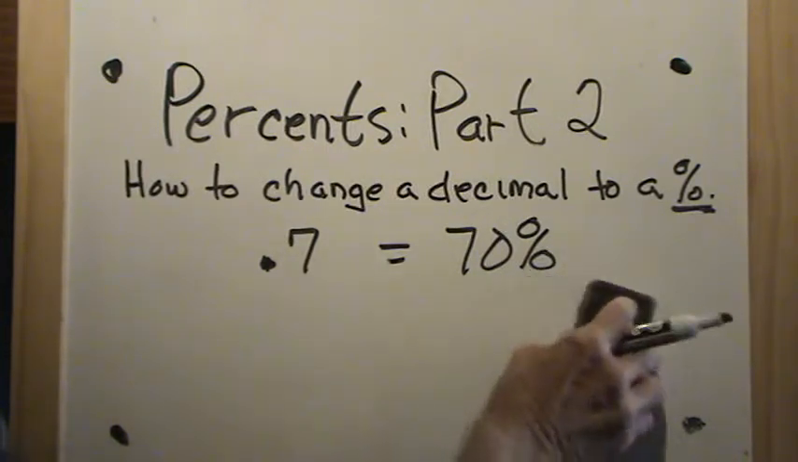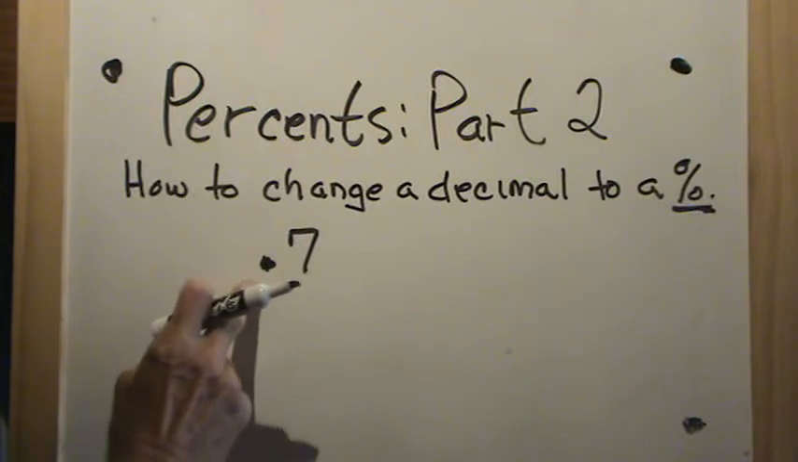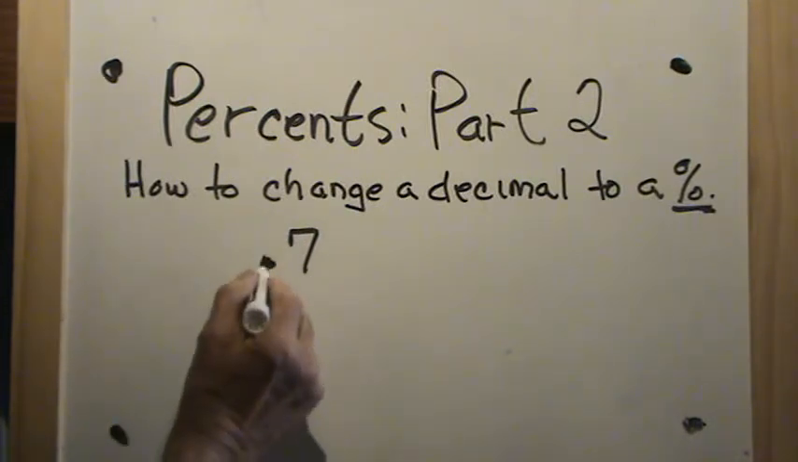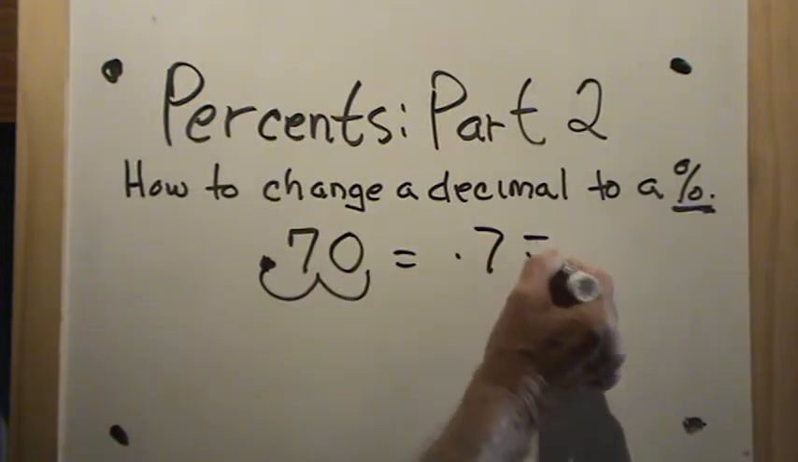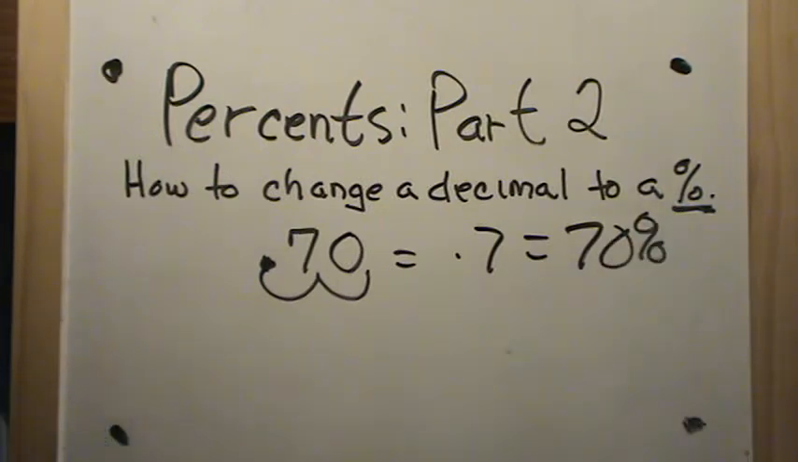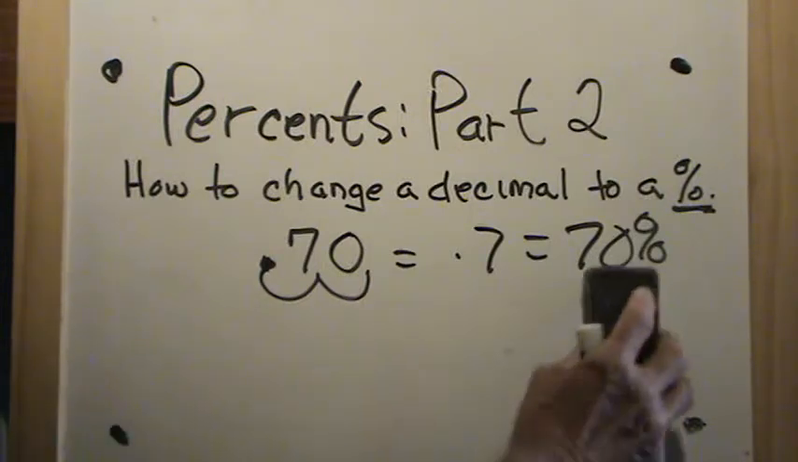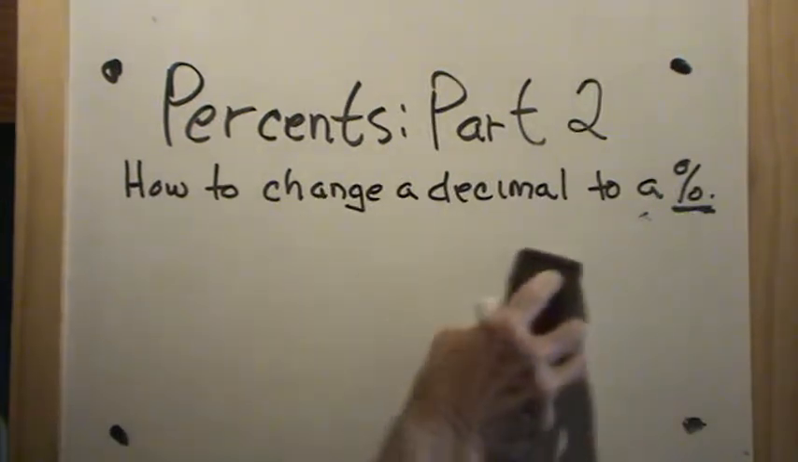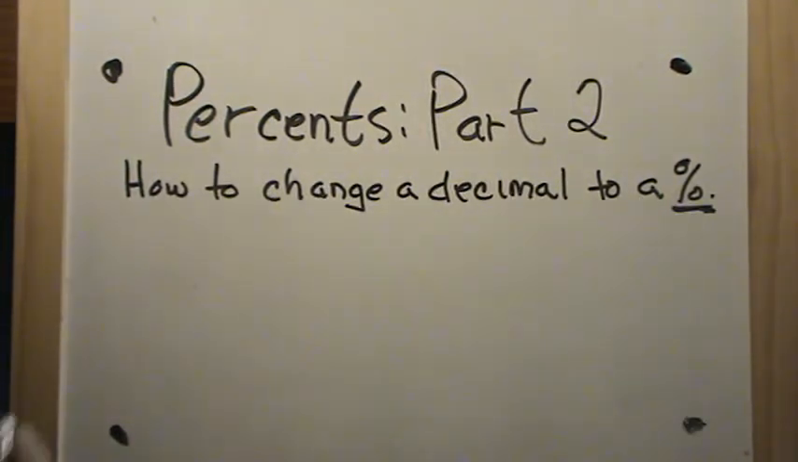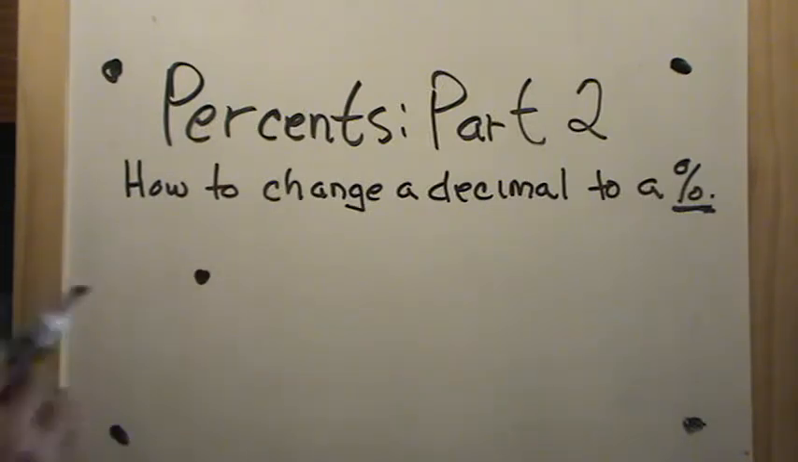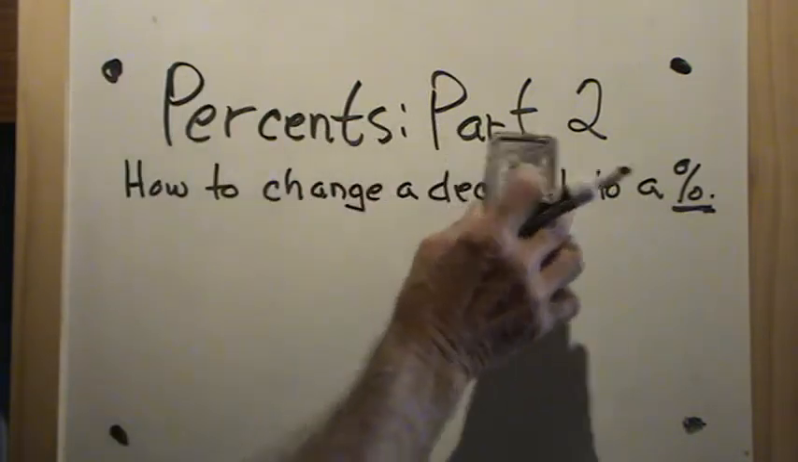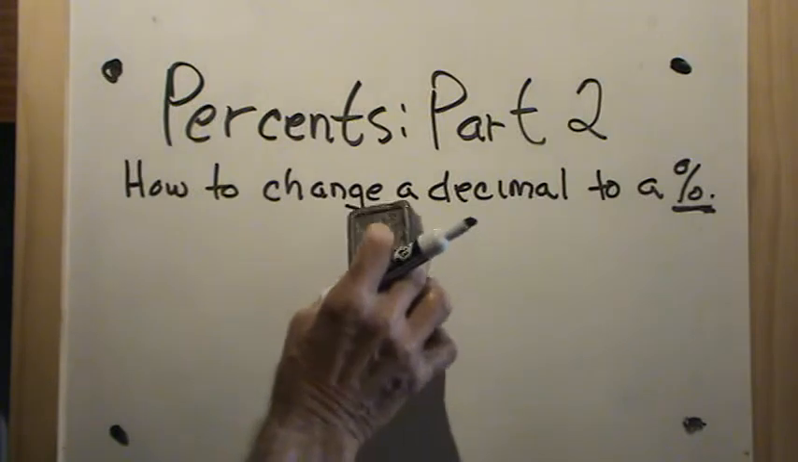Finally, if I have a number like this, .7, and I move it two places, there's nothing there, so I have to put a 0. So .7 equals 70%. Excellent. Let me put some problems up for you, and we'll have you put the DVD on hold. Actually, I'm going to run out of time, so I'll make percents part 3 be the problems. How to change a decimal to a percent.